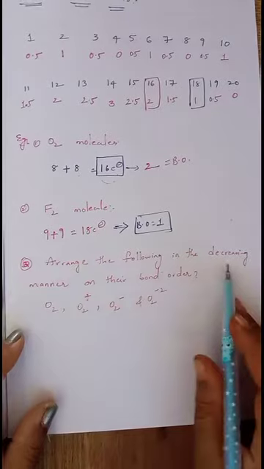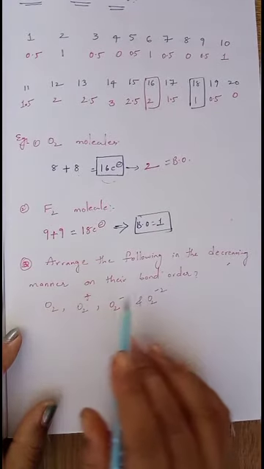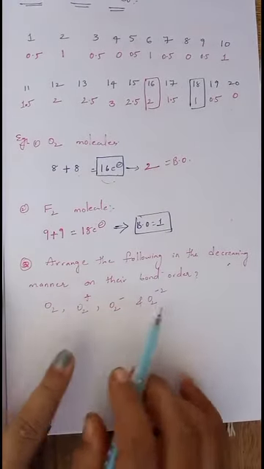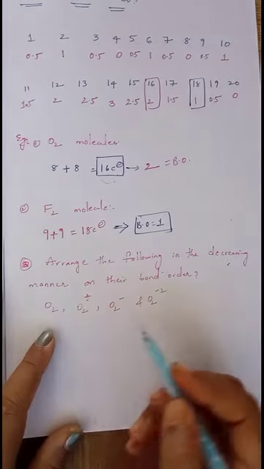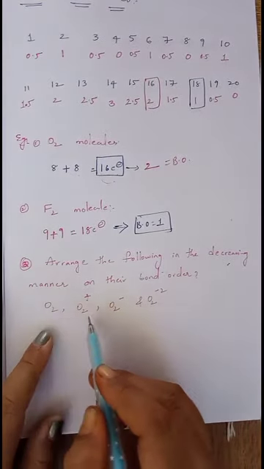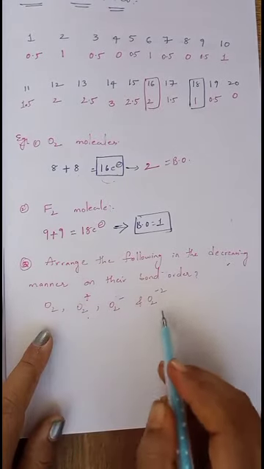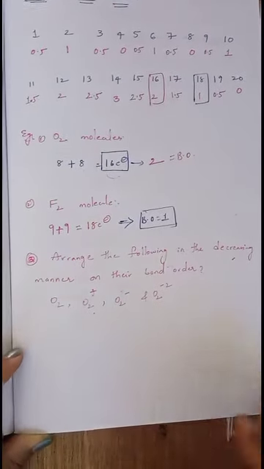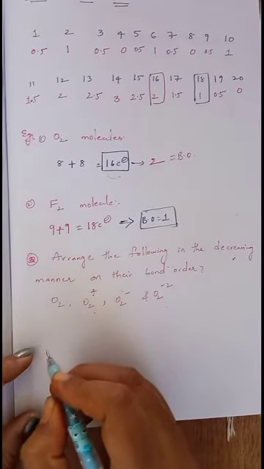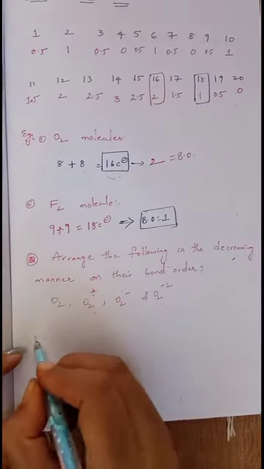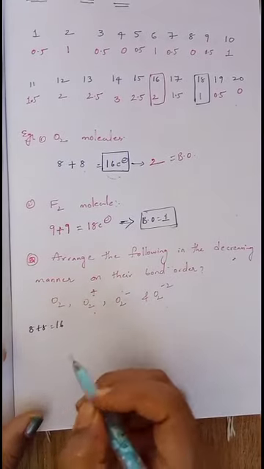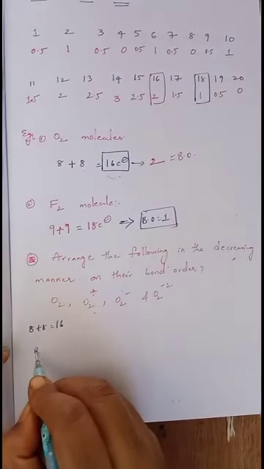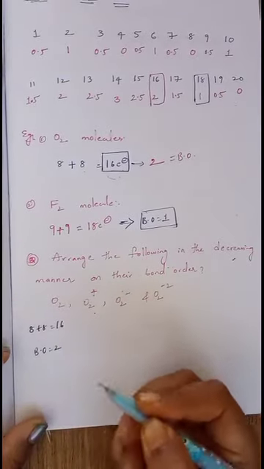Arrange the following in the decreasing order of their bond order. Here they have given 4 molecules: O2, O2 plus, O2 minus and O2 minus 2. One by one we will discuss. For O2, we have already discussed, 8 plus 8 equals 16 electrons. For 16 electrons the bond order is 2.